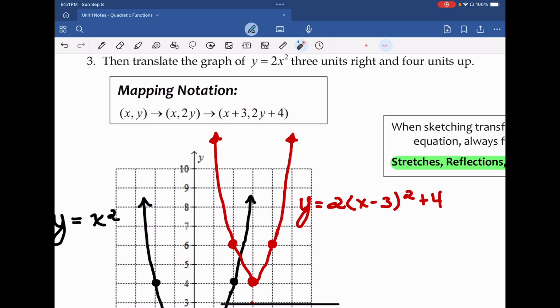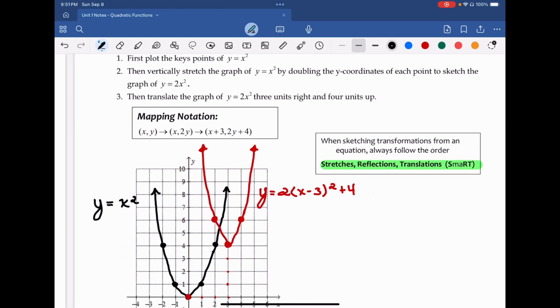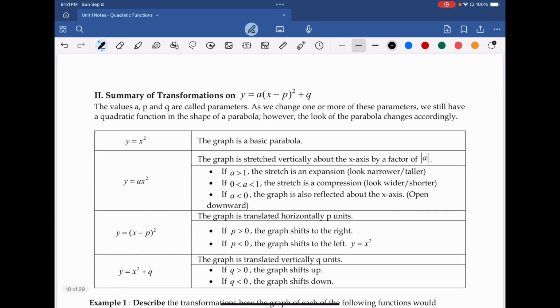Now, we're going to play around with that in some examples coming up here. Just know that mapping notation gets very popular throughout the 20 level and the 30 level. So we're going to use this a lot to represent what is the proper order, and, well, not only the proper order, but what is actually happening to the original points to get to the new points. Okay, now let's flip our page here.